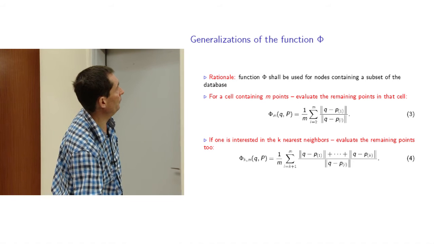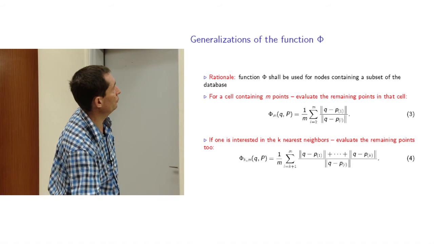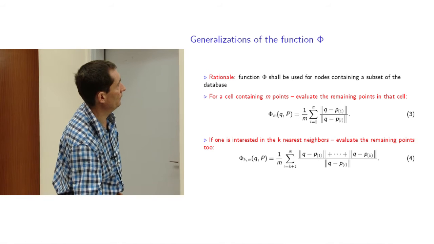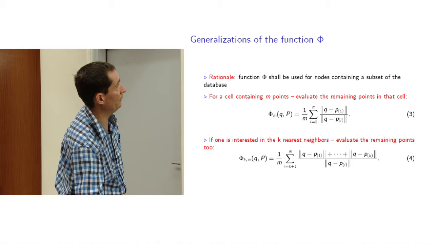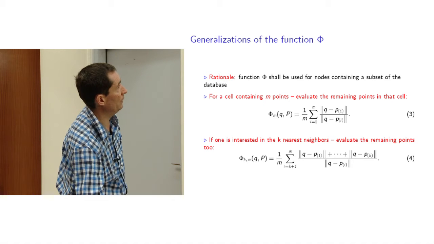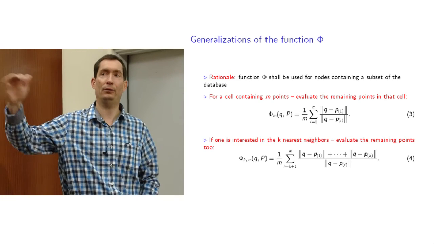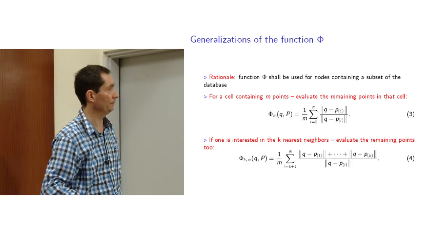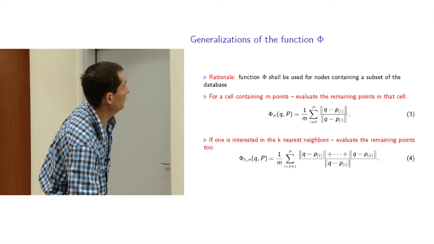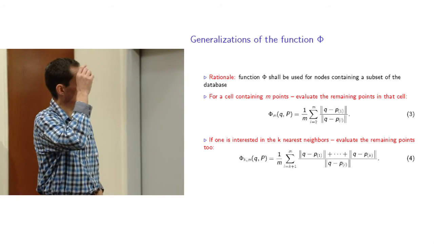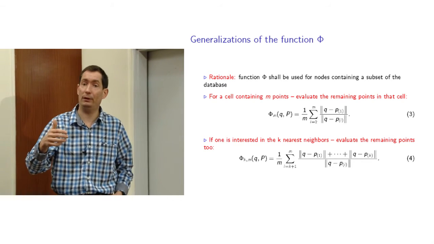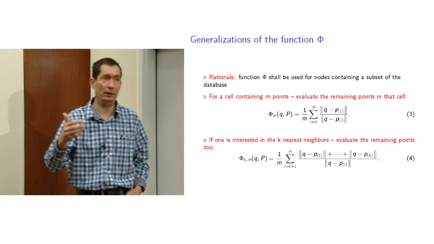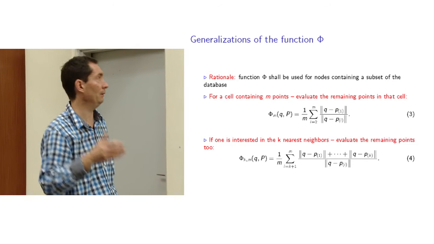So the first one is the function phi for a cell of the tree which is containing m points, right? In that case, this is essentially the function we had previously, namely we take the ratio of the distance to the nearest neighbor divided by the distances to the remaining sorted points in the cell of the tree, right? And now another generalization: what if we care for the k-nearest neighbors, because of course we want to find some kind of condition number to assess the easiness or difficulty of finding the k-nearest neighbors.